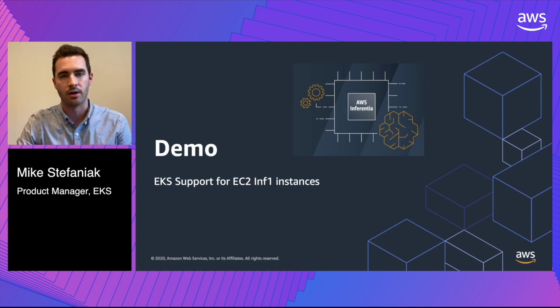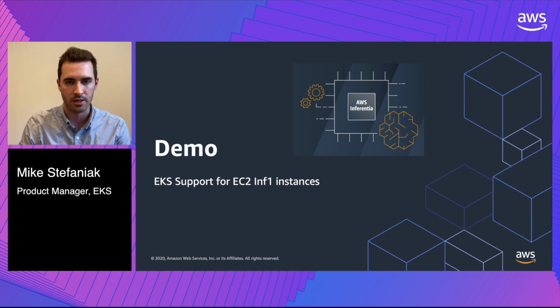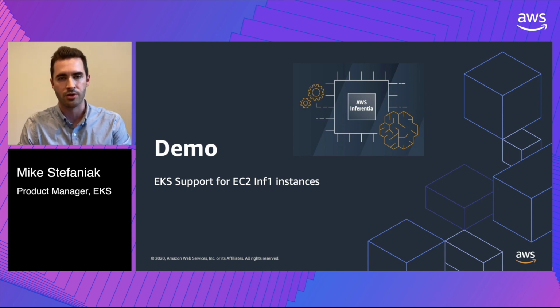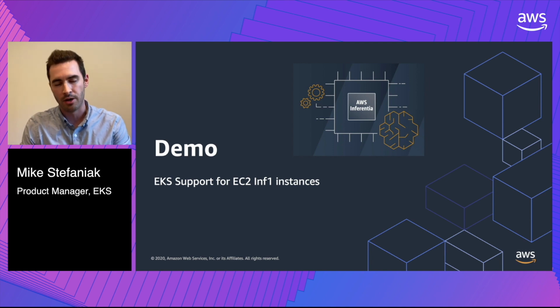And Inf1 instances are designed for a wide range of machine learning inferencing applications, from fraud detection, image recognition, natural language processing, and you can lower the cost of running those types of applications in production. In order to get started, you also need to use AWS Neuron, which is the software development kit that comes along with Inferentia, and it provides the runtime as well as a compiler. So you compile an existing trained model and you can run that against an Inferentia chip.